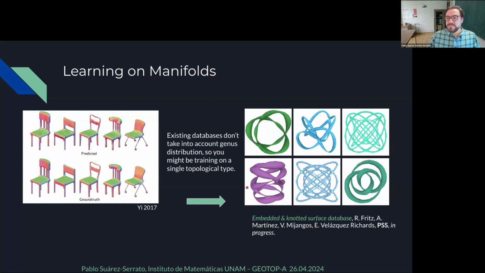And we have several hundreds of these already, but we're planning on having several thousands so that we can actually perform learning tasks that are more sensitive to the distribution of genus and that are able to learn things from different topological types of surfaces.